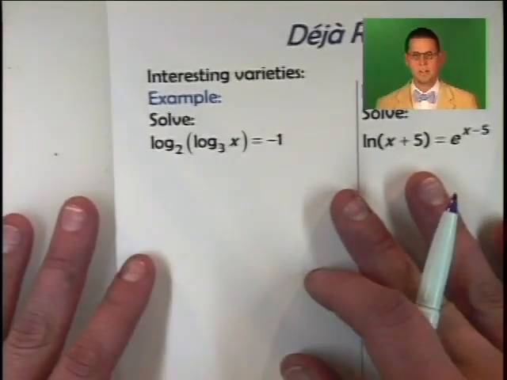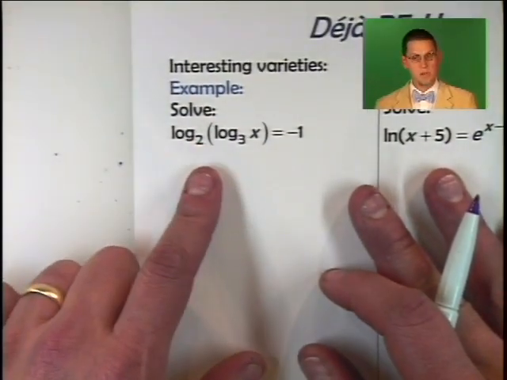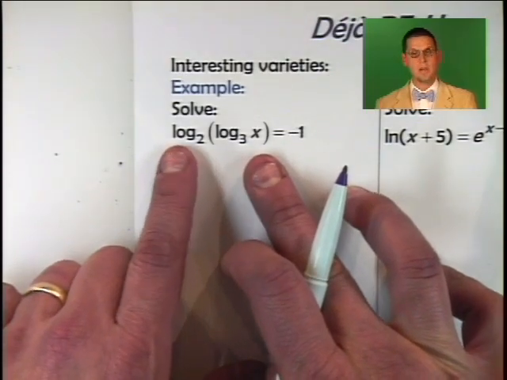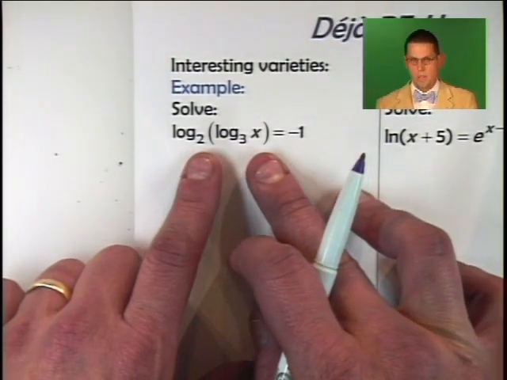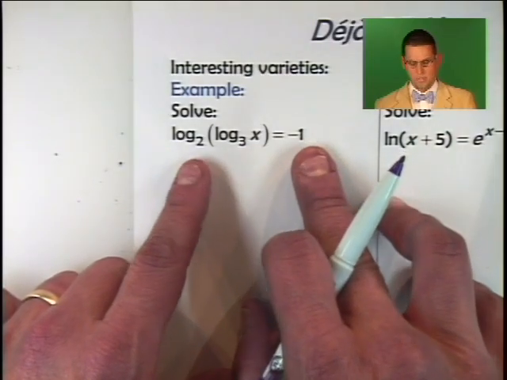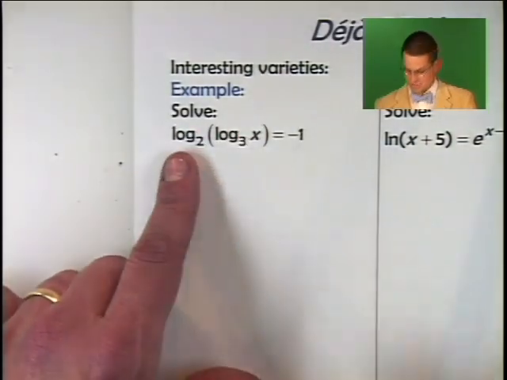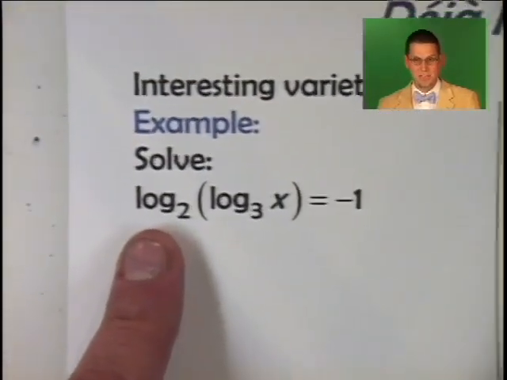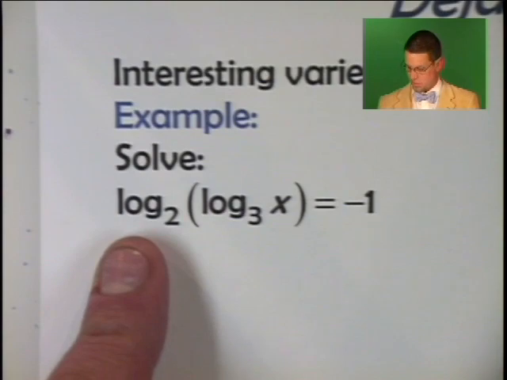So here we go. Let's take a look at this one here. We want to solve. That's a pretty simple instruction. Let's see if it's a simple operation. I've got log base 2 parentheses log base 3 of x equals -1. Now this is not multiplication. I repeat, it's not multiplication. That's not log base 2 times log base 3.